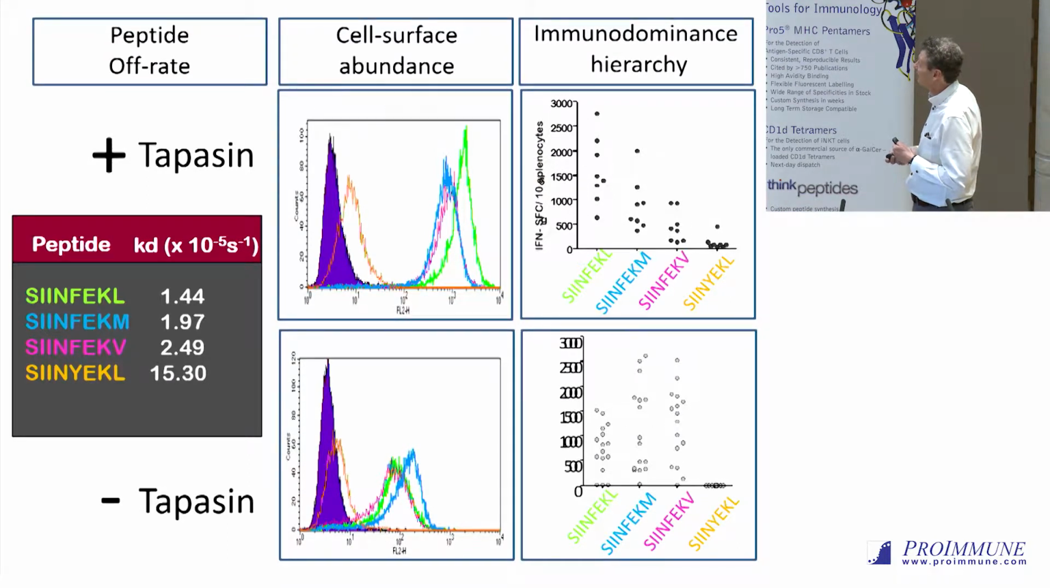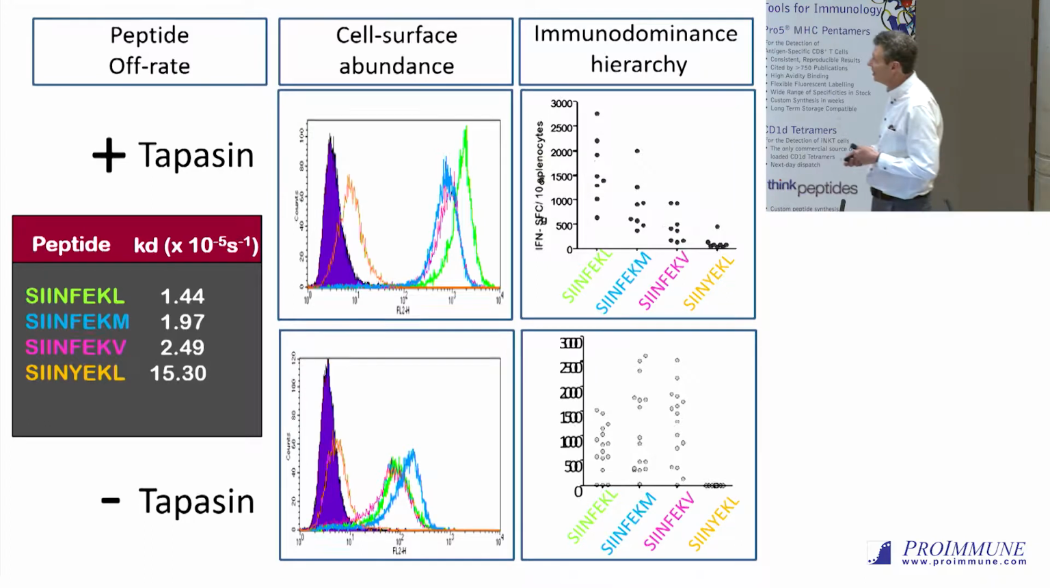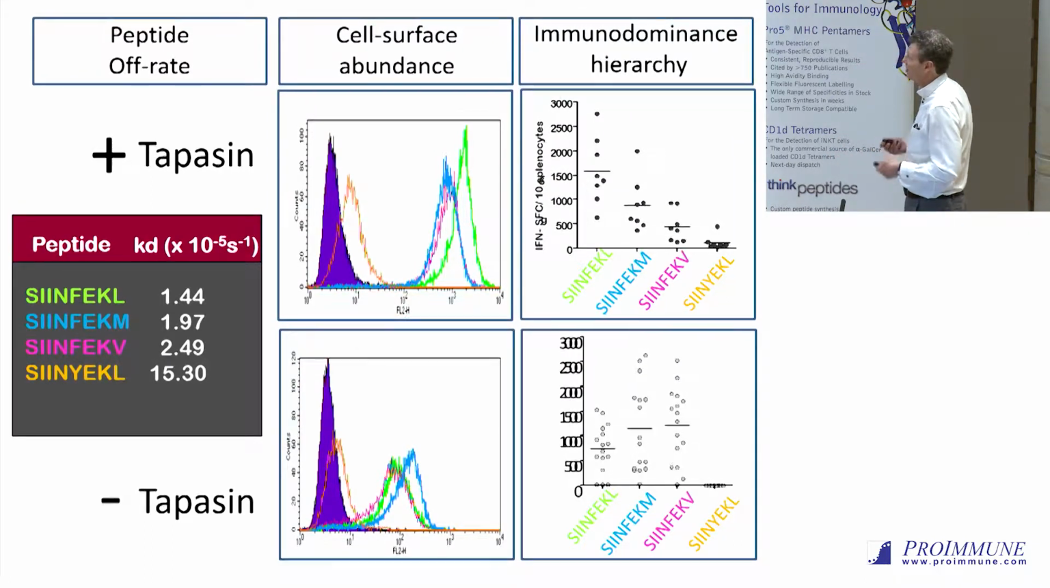And when we use those as DNA vaccines in a mouse tumor model, we see that the relative intensity of the CTL response to each of these peptides also follows a nice dominance hierarchy that maps back onto affinity. If, however, you take away the ER chaperone tapasin, that relationship breaks down. So now the relative abundance of peptide presentation no longer represents kinetic stability. So peptide affinity is not a good predictor of cell surface abundance in the absence of tapasin.